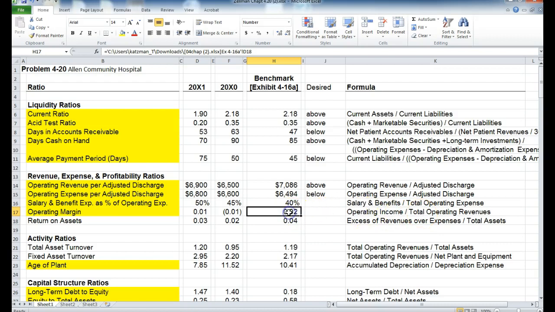So here the benchmark is 2%. Remember, we're always going to talk about operating margin in terms of percent. So you move this decimal point over 2 spaces to get the percent, 2%. So we were at -1%, that's what the brackets here indicate, and we want to be at 2%, so we were unfavorable to the margin. And here we had somewhat of a turnaround in that we are now +1%.